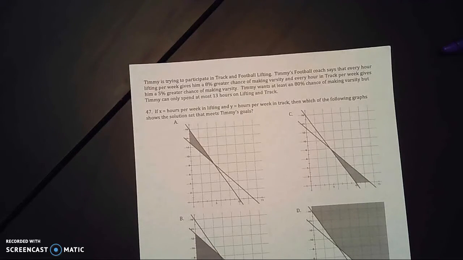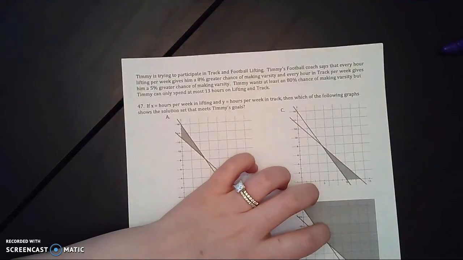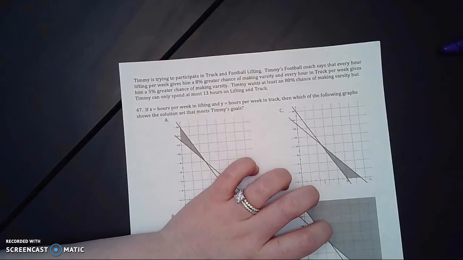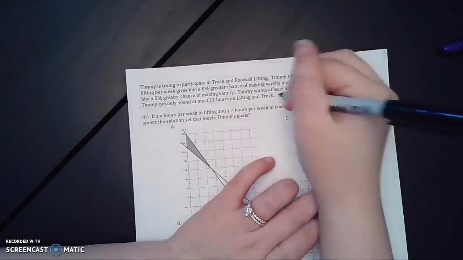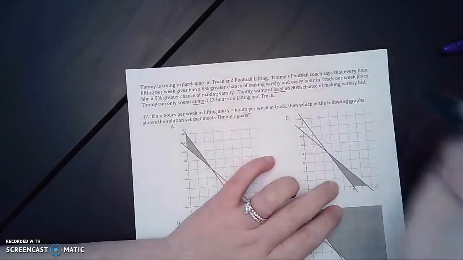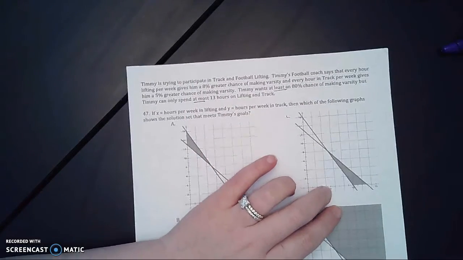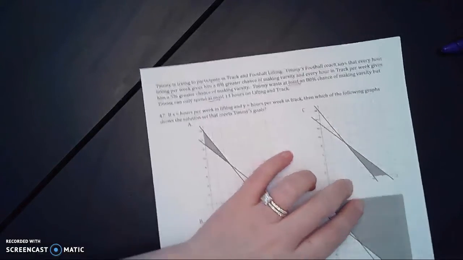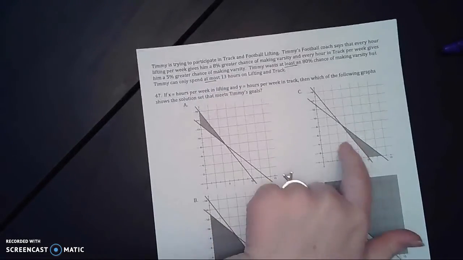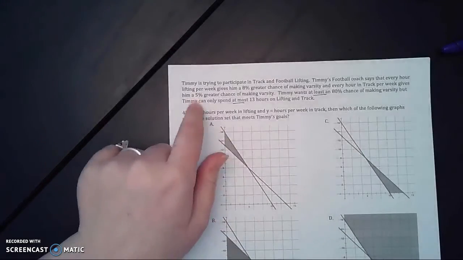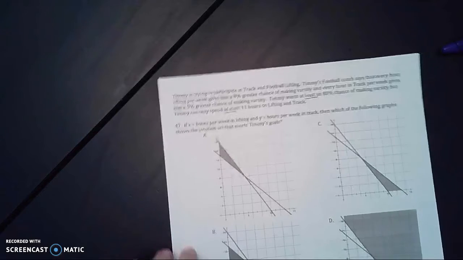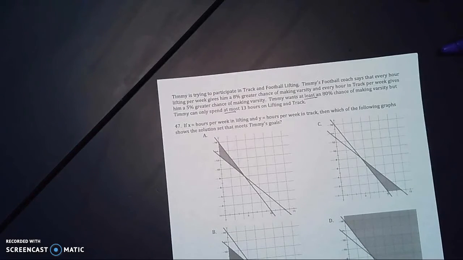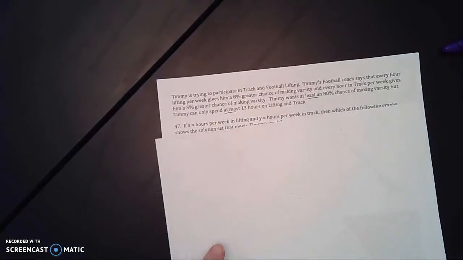Timmy wants at least an 80% chance of making varsity, but Timmy can only spend at most 13 hours on lifting and track. Without even giving these graphs at the bottom, I know they're going to be a system of inequalities because they use words like at least and at most. So I can form the system of inequalities based off of that information. If I look at the graphs, I know they are all whole numbers, so the percentages aren't going to affect me at all. I'm going to pretend like they're not even there when writing my systems of inequalities.